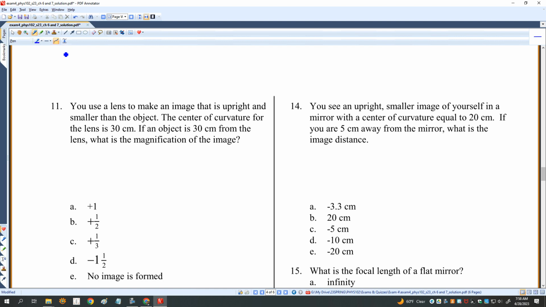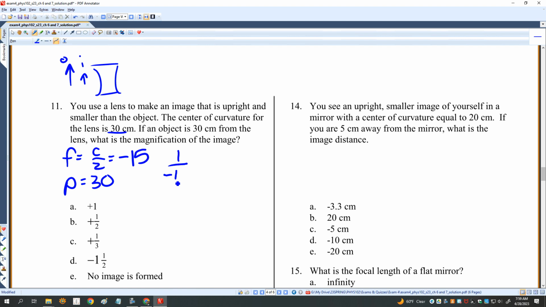Use the lens to make an image that's upright and smaller than the object. All right, so that's going to tell us right away that it's my object, it's my image, that I have a concave lens. And the concave lens has a focal length that is negative, so it's going to be negative 30 over 2, or negative 15. The object is 30 centimeters away, and I want to know what is the magnification.